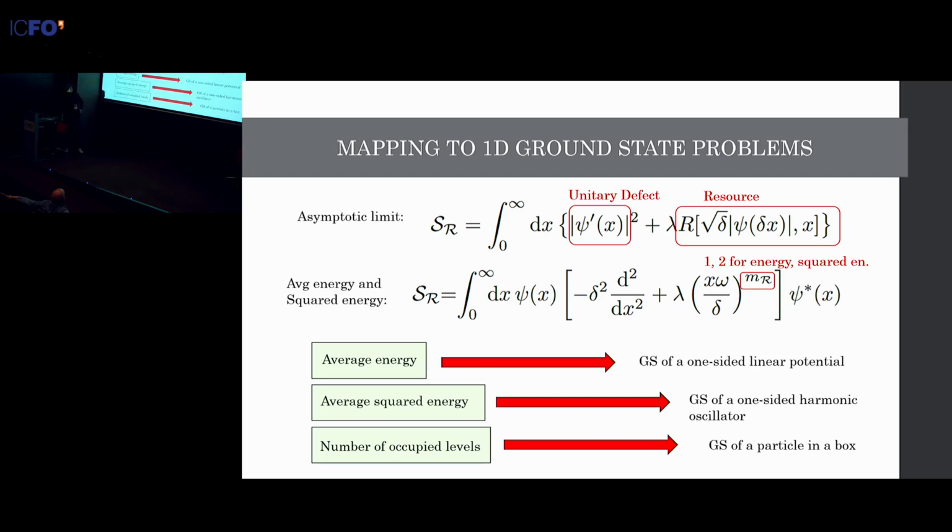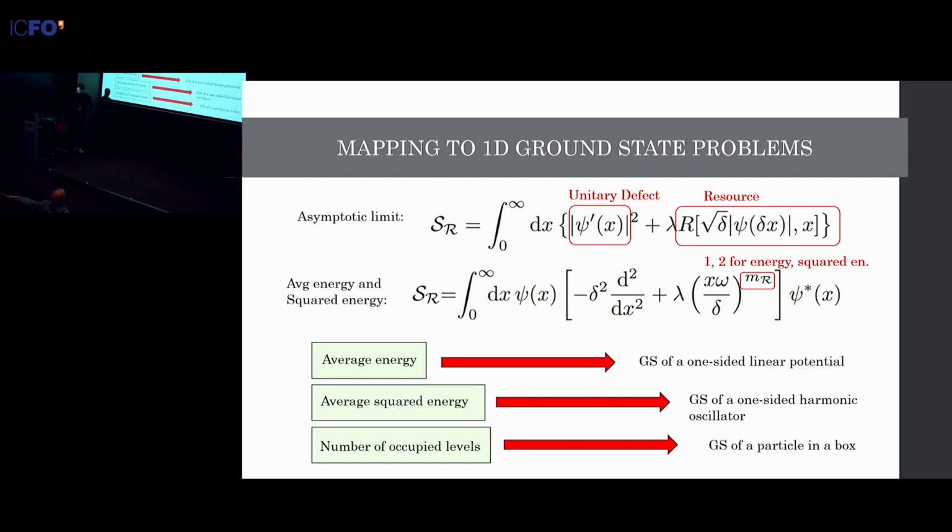So we write an action in which the first term is the precision, the unitary defect, and the second term is a Lagrange multiplier times the constant resource. For instance, for the average energy and squared energy, you have an action that is much like the action of a particle in a one-dimensional potential. And we show in the paper that the problem of finding the optimal states for fixed average energy can be mapped to the problem of finding a ground state of a one-sided linear potential.